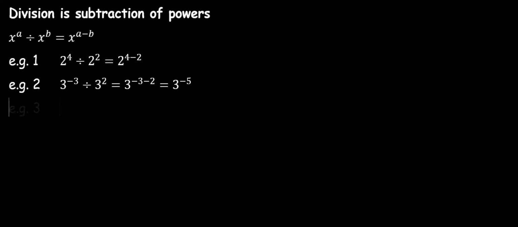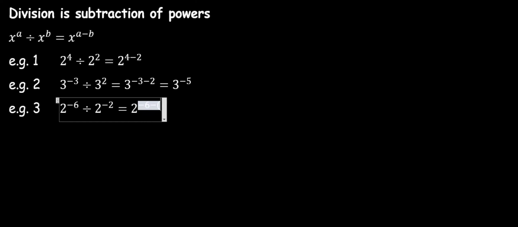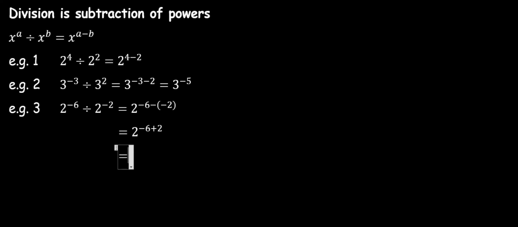Let's take another example. 2 raised to power minus 6 divided by 2 raised to power minus 2 is equal to 2 raised to power minus 6 minus, bracket open, minus 2, bracket close. And that will be equal to 2 raised to power minus 6 plus 2. When the bracket opens, the minus becomes plus. Minus times minus becomes plus. And that will give us our result as 2 raised to power minus 4.